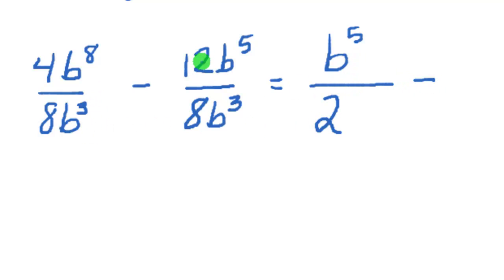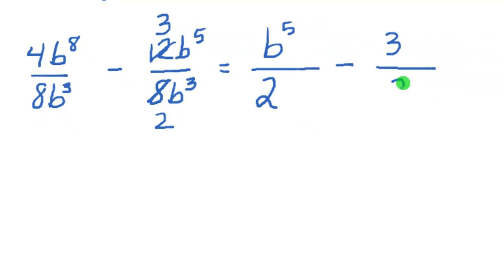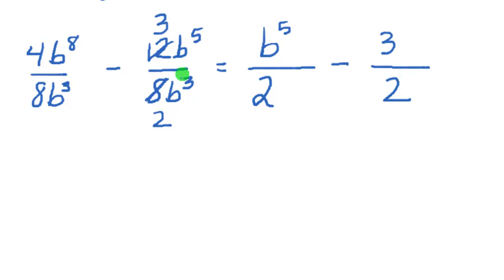Minus, okay, 12/8. 4 goes into 12 3 times, and 4 goes into 8 twice. So we know we have a 3 in the numerator and a 2 in the denominator. And for our b's, we're going to keep our b and subtract 5 minus 3, so we get b to the 2nd power.